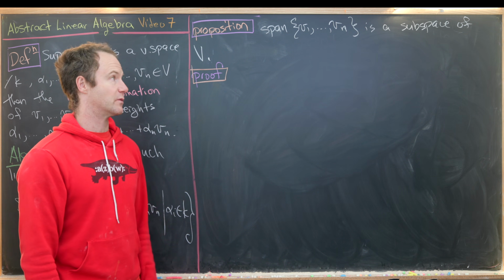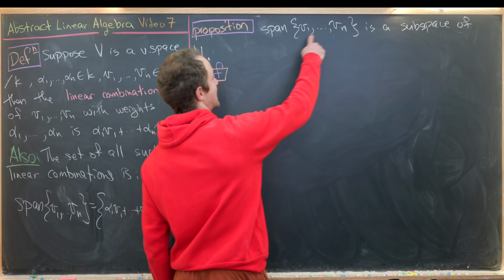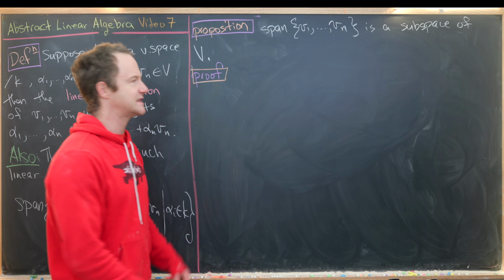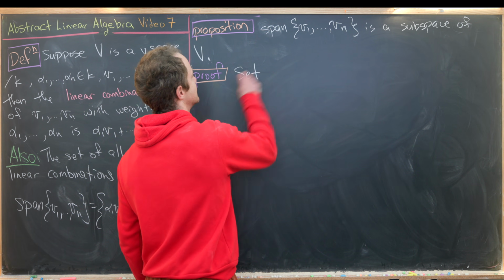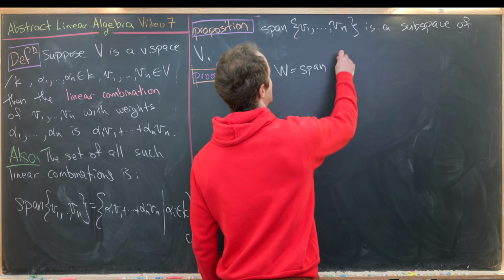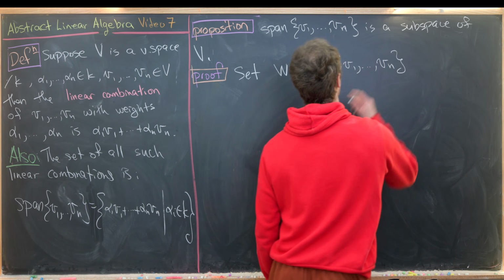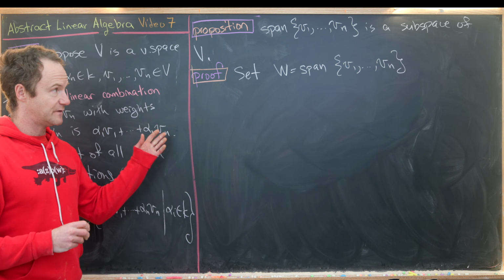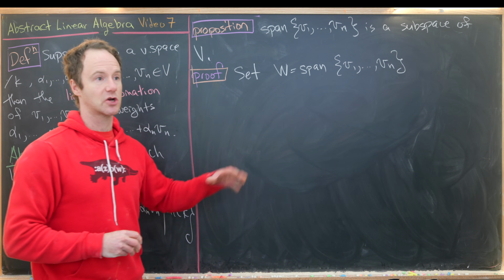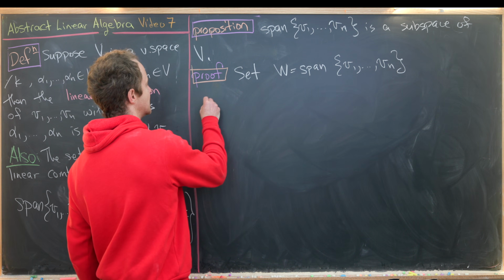And in fact, that's what we'll prove in this proposition, which will be the last thing that we prove here, that the span of v1 up to vn is indeed a subspace of V. So let's see how this proof goes. Let's introduce some notation. Let's set W equal to the span of v1 up to vn, and then we need to take two vectors from W and a scalar and show that this set is closed under vector addition and scalar multiplication.